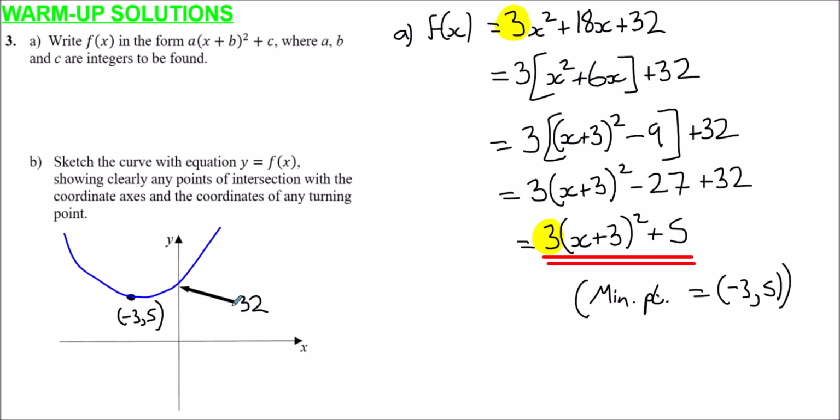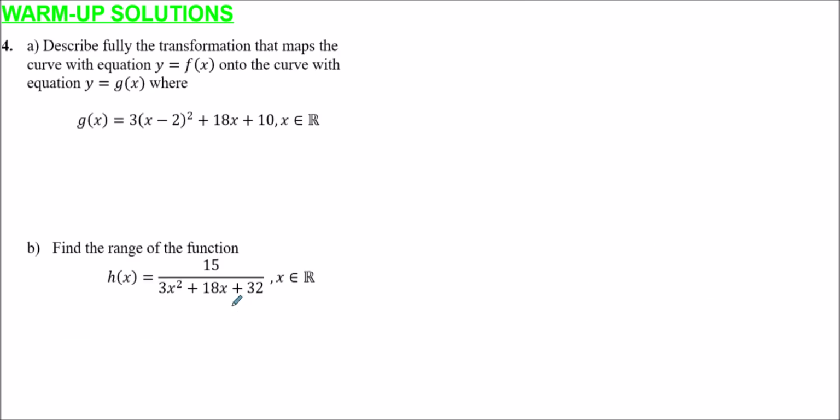Finally, question 4. Question 4, describe a transformation which maps f of x onto g of x. So just to remind you again what f of x is. F of x is 3x squared plus 18x plus 32. Now we've got here g of x. It looks a bit similar, but the x here has been switched with x minus 2.